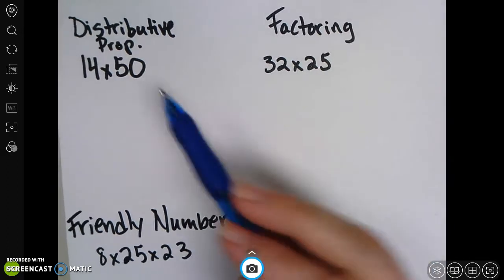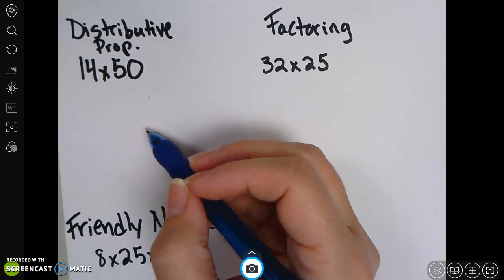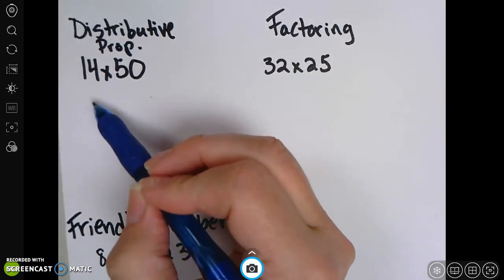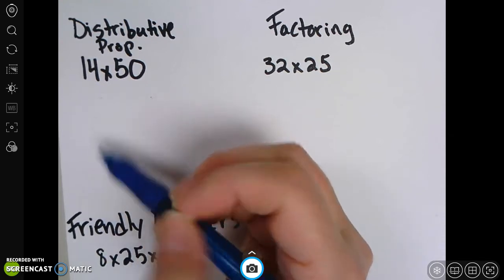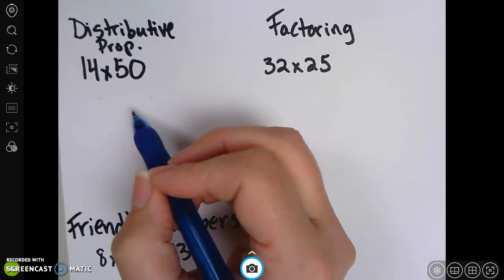Students are getting confused between the distributive property and factoring. In the distributive property, which you can always use to multiply, you take one of the factors and break them apart as two addends, and then you multiply both addends by the other factor.